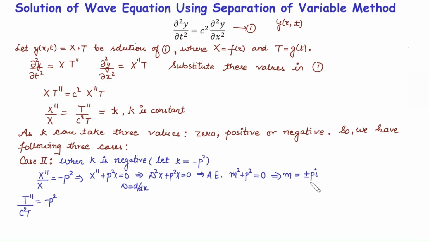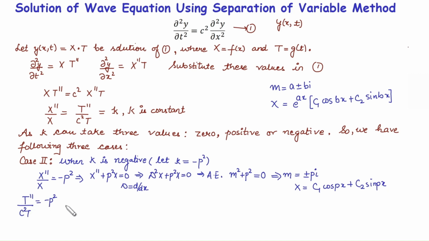In the complex roots, how are we writing the solution? Suppose we have the roots as a plus minus b iota. The solution is written as e raised to power real part into x, into c1 cos of imaginary part, that is b into x, plus c2 sine of imaginary part into x. So here a is equal to 0, so e raised to power 0 is 1. So simply we can write x is equal to c1 cos of px plus c2 sine of px.